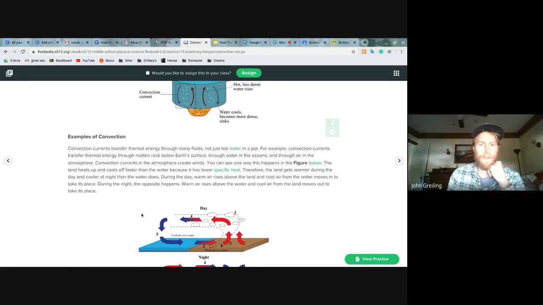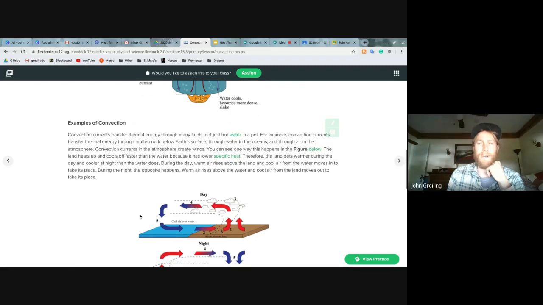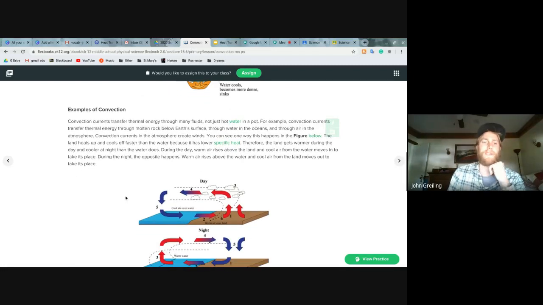Convection currents transfer thermal energy through many fluids, not just water in a pot. For example, convection currents transfer thermal energy through molten rock below Earth's surface. Wow. With magma. The water in the oceans, through air in the atmosphere. So this is a super important one for our whole Earth, and we don't even really see it too much. Convection currents in the atmosphere create winds. Oh, we would have no wind without convection. You can see one way this happens below.